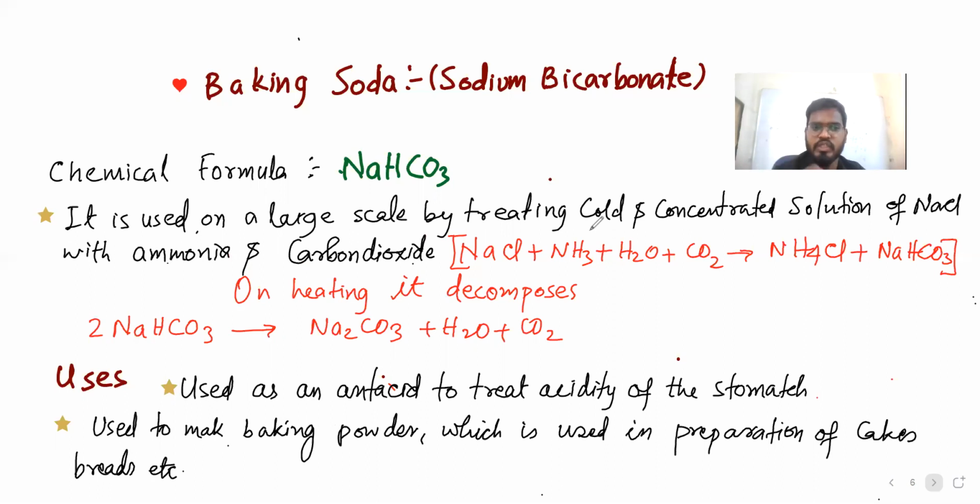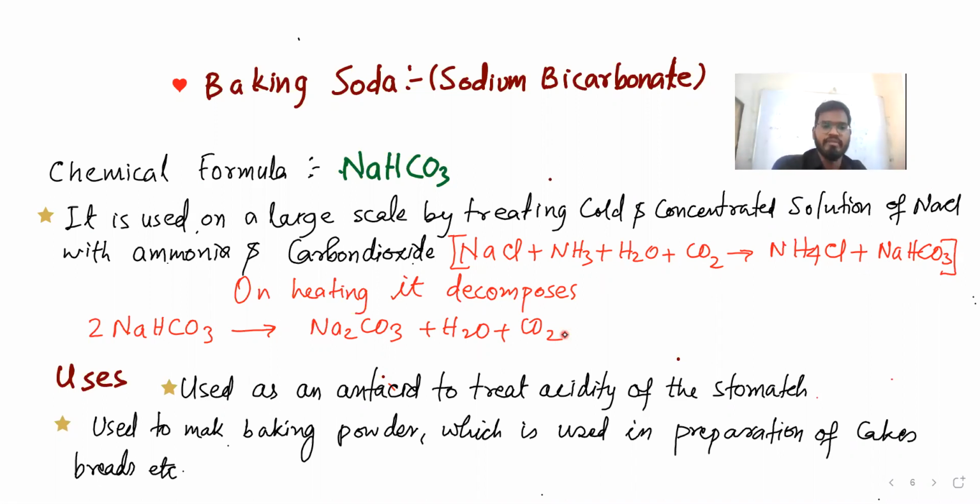So NaHCO3. It is made on a large scale by treating a cold and concentrated solution of NaCl with ammonia, right? NaCl plus NH3 plus H2O plus CO2 gives NH4Cl and NaHCO3. Now if you heat NaHCO3, it will decompose into Na2CO3 plus H2O plus CO2, right?